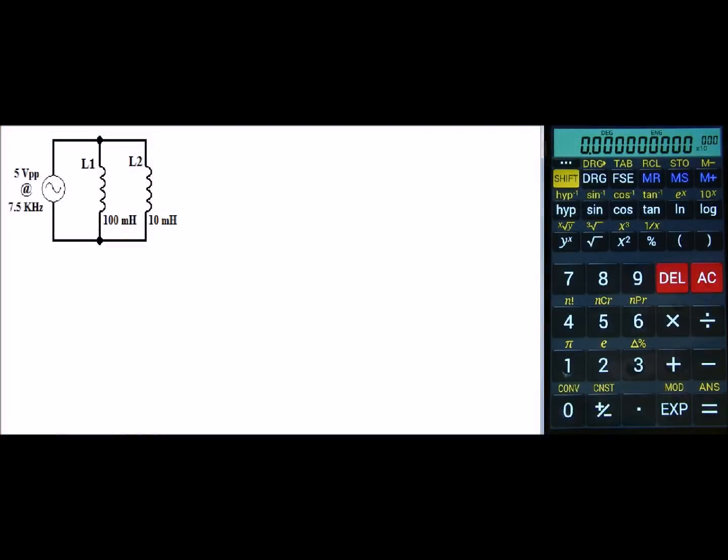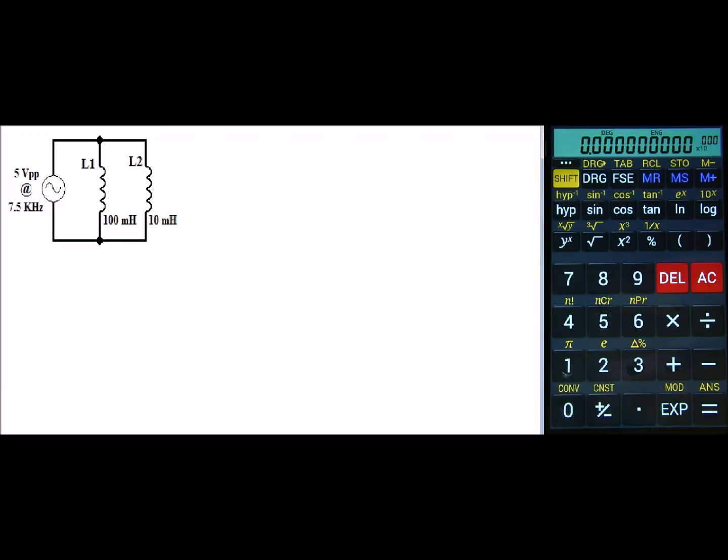Greetings! Let's go ahead and look at a parallel inductive circuit. In this circuit I have a 5 volt peak-to-peak voltage source running at 7.5 kilohertz. My first inductor, L1, is 100 millihenries, and my second inductor, L2, is 10 millihenries.